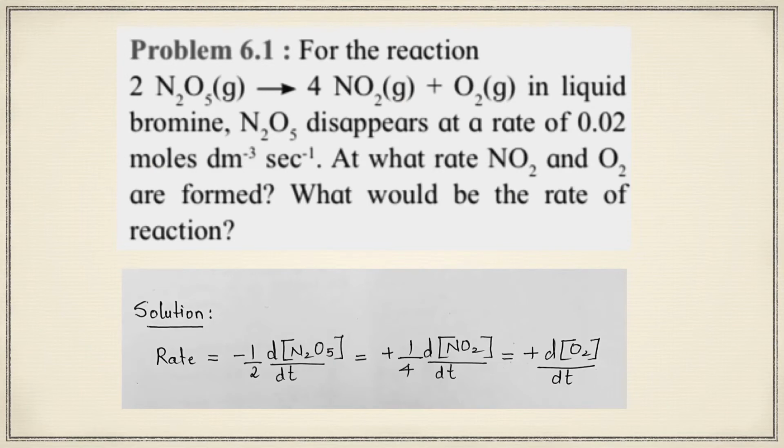So the first problem: for the reaction 2N2O5 giving 4NO2 plus O2 in liquid bromine, N2O5 disappears at a rate of 0.02 moles per dm cube second inverse. At what rate are NO2 and O2 formed? What would be the rate of the reaction? Okay, so this is what is asked.